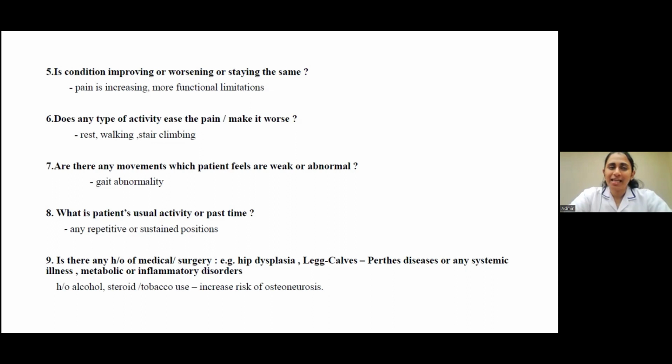And if any type of pain is increasing because of activities like just resting, or even walking and stair climbing also. If there are any movement abnormalities, especially during gait or even posture, where the patients feel they are not able to walk like earlier because they feel they have weak legs, or cannot weight bear on only one leg because the muscles are weak and the pelvis tends to drop, that can be one of the important parts of the history itself.